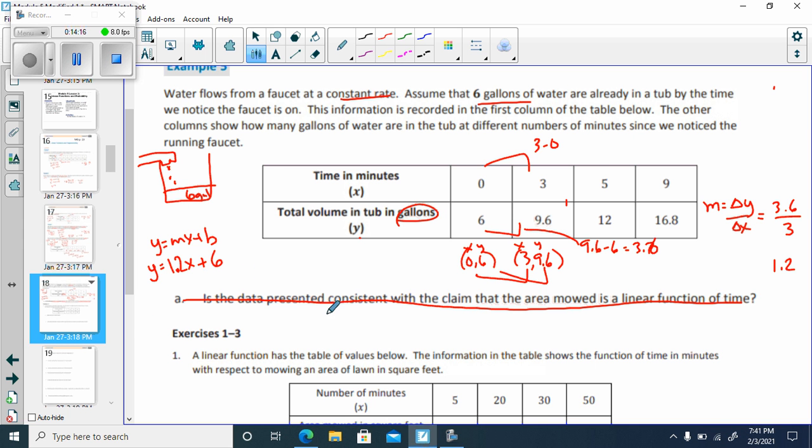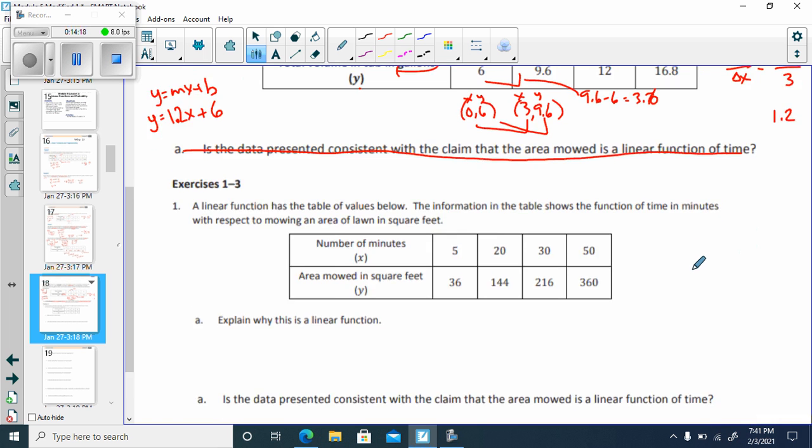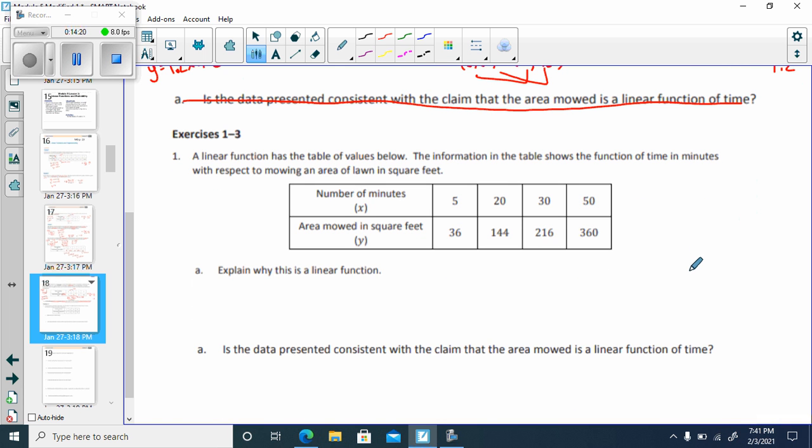Now, we're going to write a few more linear equations. Let's look at this one. This is mowing an area of lawn. It says that in 5 minutes you can mow 36 square feet. In 20 minutes you can mow 144. 30 minutes you mow 216. By 50 minutes you've mowed 360. Okay, they said right here it's a linear function, so let's write the linear equation. Y is equal to mx plus b.